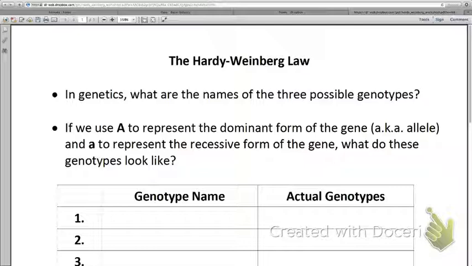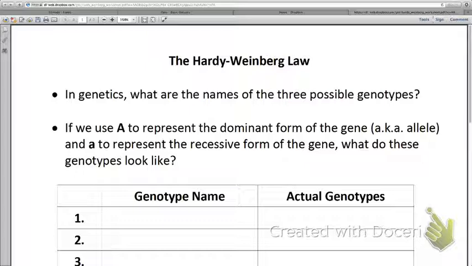Like I said in the 17.2 screencast, we got to do a little bit of light math here. So I want to show you how to calculate the Hardy-Weinberg equation, the Hardy-Weinberg law. So let's do a little review first, a little bit of genetics review.